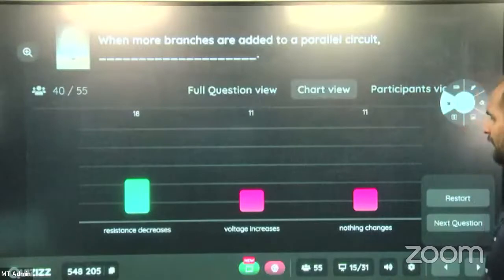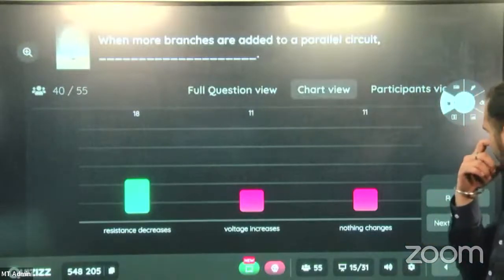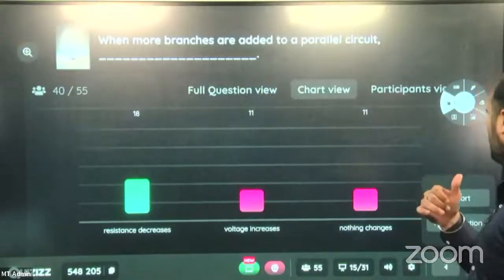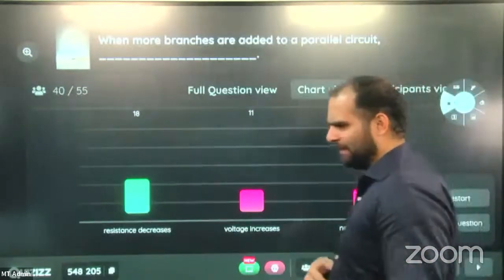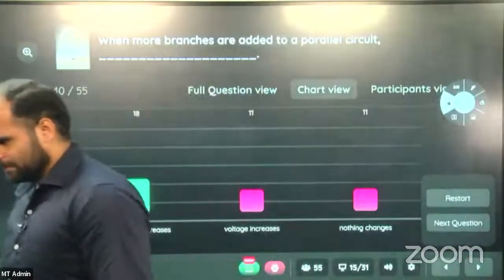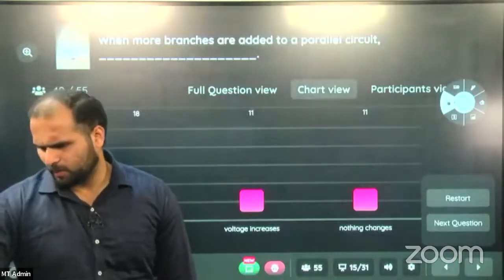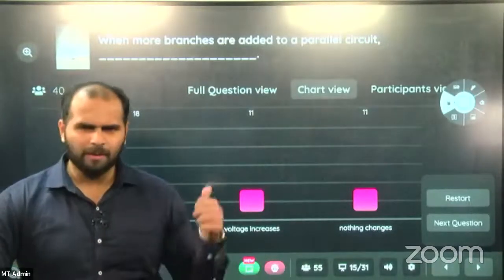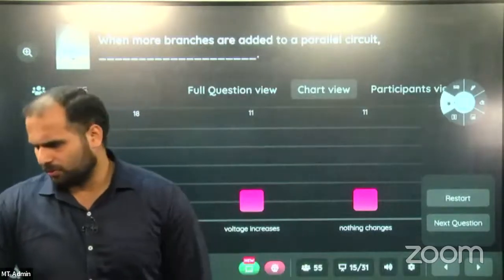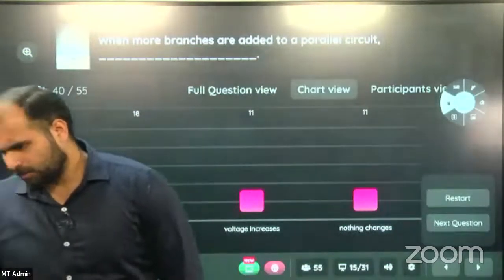Okay. 18 students are saying resistance decreases. 11 are saying voltage increases. And 11 are saying nothing changes. How is that possible? There should be some change. So how did you directly divide the numbers in the previous question? Joshua, just let me complete this question, I'll answer it. Don't worry. Yes, Khushi. Very good.